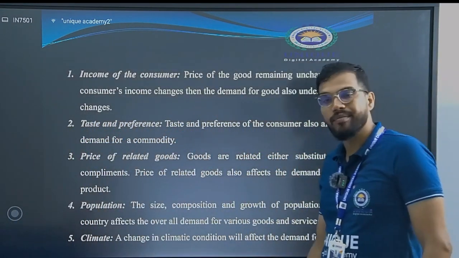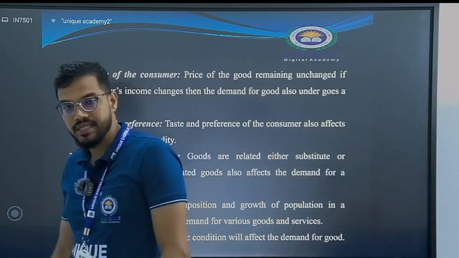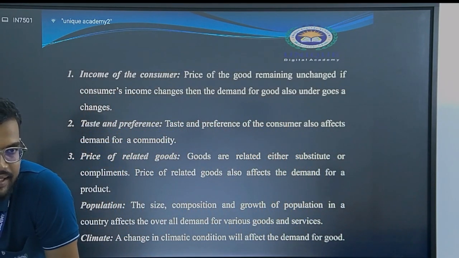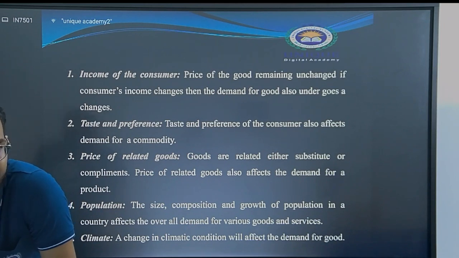Then climatic conditions, for example, in winter season the demand for cold drinks declines. Even if the price of cold drinks declines, the demand for cold drinks also declines.